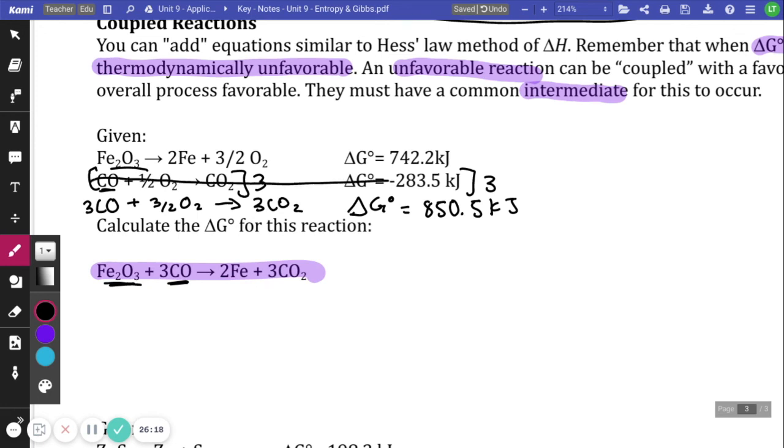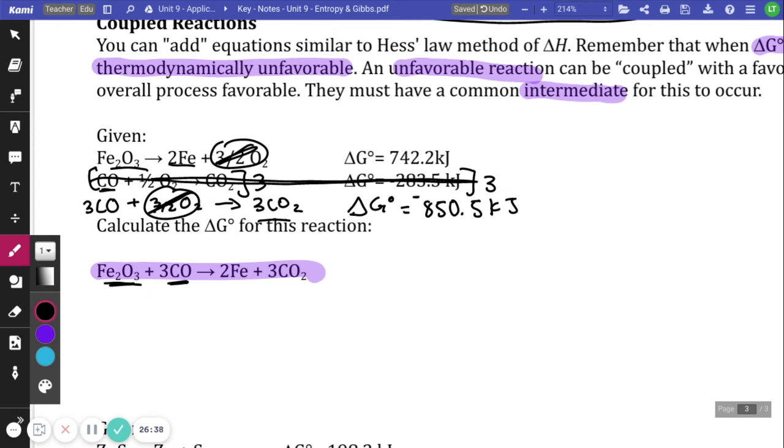All right, so I don't need this one anymore. 3 halves O2 is produced in this reaction and then consumed in this reaction. So that's our intermediate. We have 2 iron and 3 CO2, so everything adds up, and this gives us the overall equation that we're looking for.